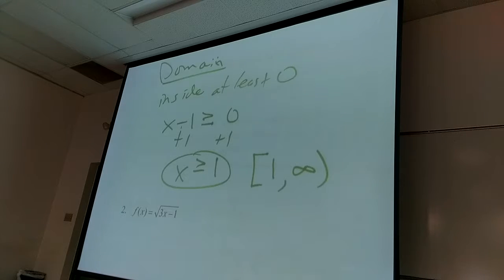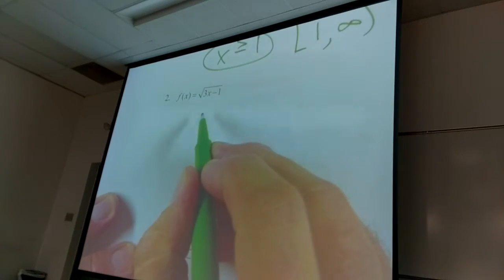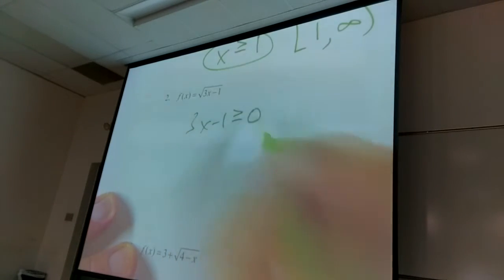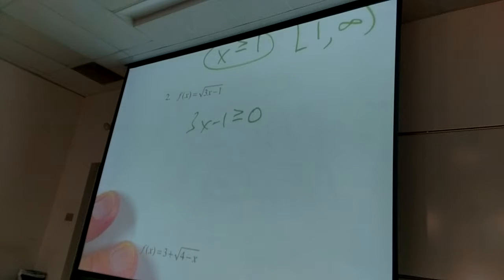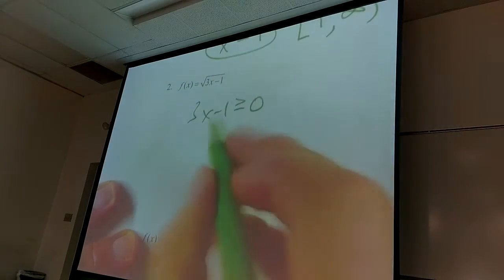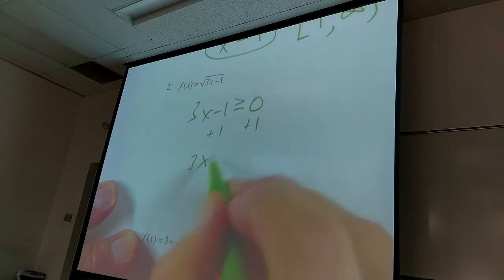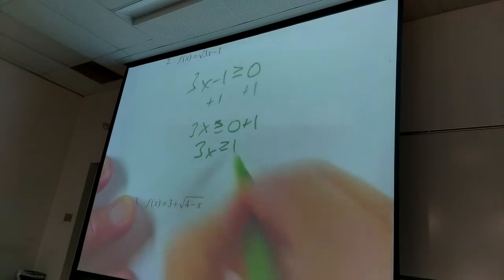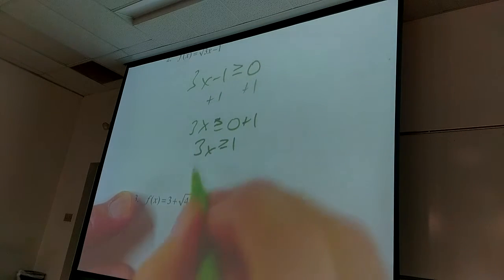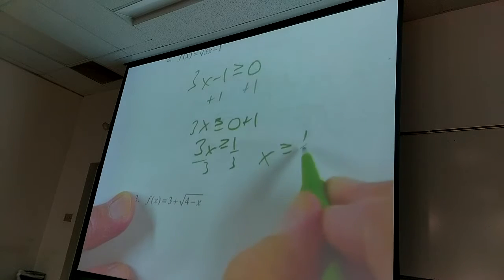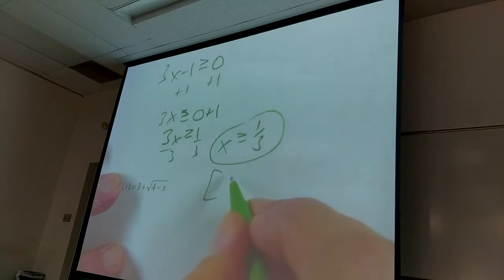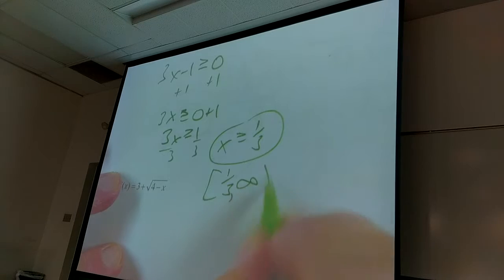Okay. So how do I set this up? 3x minus 1, and the inside has to be greater than or equal to 0. And now if I solve for x, I will find the values that make sure that happens. Add 1. And then divide by 3. I like it. So now in interval notation, this would be bracket 1/3, infinity.